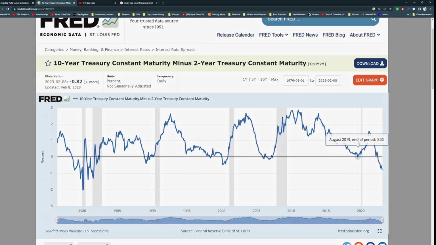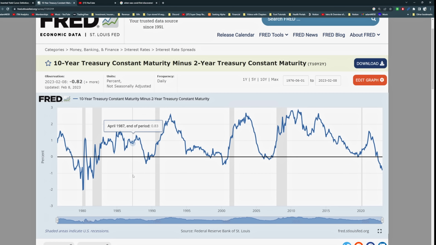It flashed briefly negative, at least at some maturities, in August of 2019. Here it says 0, but I know it went negative. And then we have the shortest recession ever a few months later. It lasted a couple months, and then a huge equity boom, and now we're dealing with that equity bust, right? And now it's very, very negative.